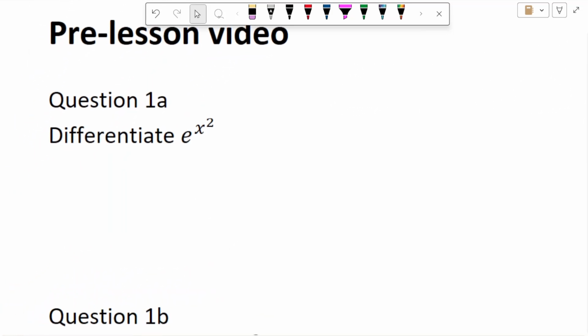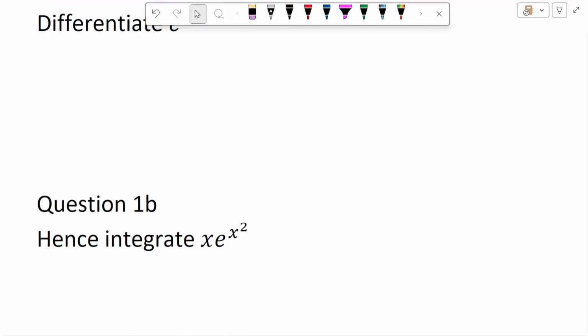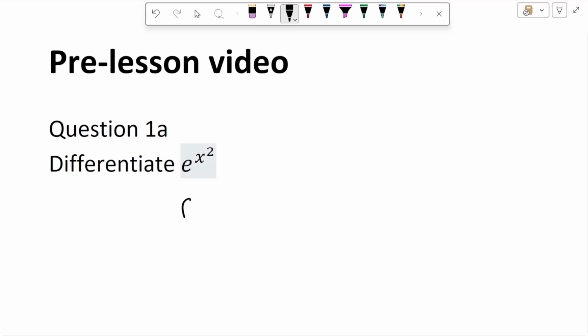Now, whenever you get these questions in a test or exam, the questions go like this. Part A, do a derivative. Part B, do an integral. So we'll see how this works. f of x is e to the x squared.